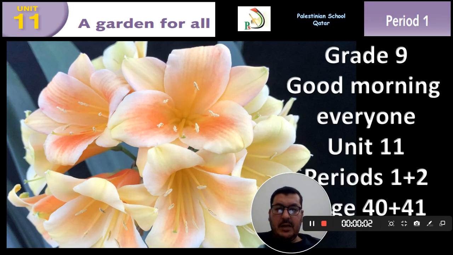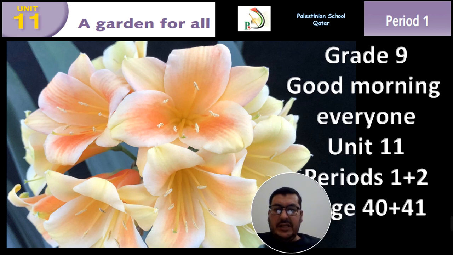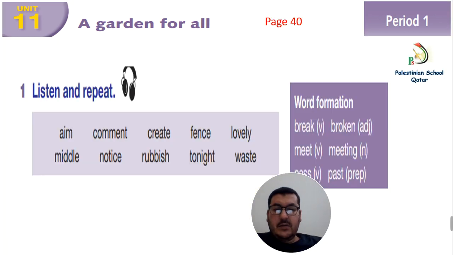Welcome everybody. Hello to our English class, Unit 11, A Garden for All. Today we have periods number 1 and 2 and pages 40 and 41. At the beginning, let's start our lesson with the new words.